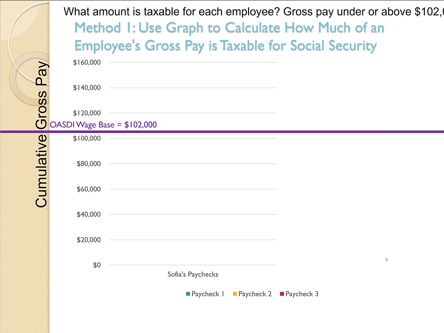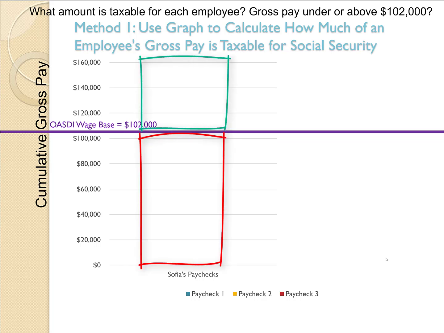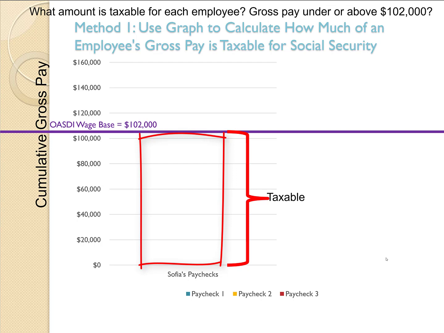Now what amount is taxable for each employee? Is it the gross pay under or above the $102,000? A lot of students get this confused. That's why I'm asking this question explicitly. The amount that is taxable for each employee is the amount from $0 of gross pay up to $102,000. So it's the amount under the $102,000 that's taxable. Once their gross pay reaches above that, we can no longer tax them for Social Security.